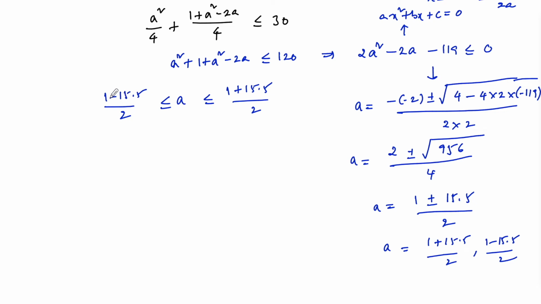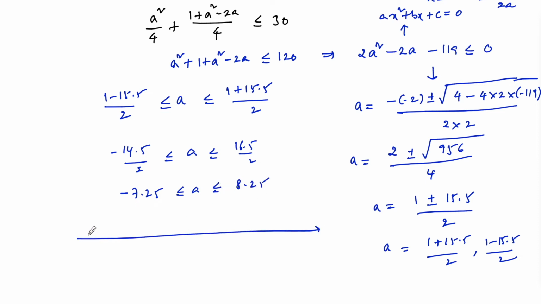So 15.5 minus 1, that comes as 14.5. Negative 14.5 upon 2 is less than or equal to a, less than or equal to 16.5 upon 2, which comes here. So minus 7.25 is less than or equal to a, less than or equal to 8.25. So we can see that negative 7.25 is less than minus 7, and here 8.25 is above 8.